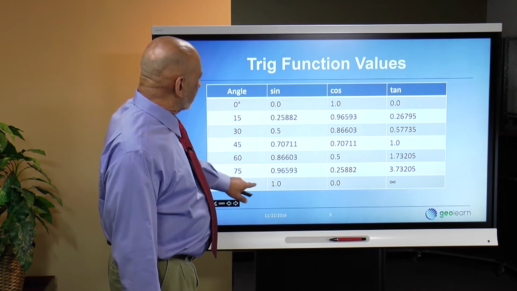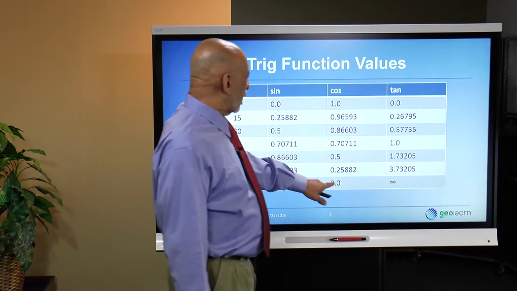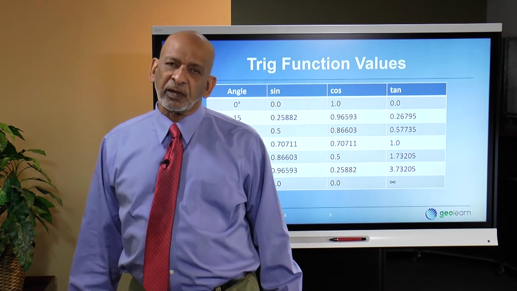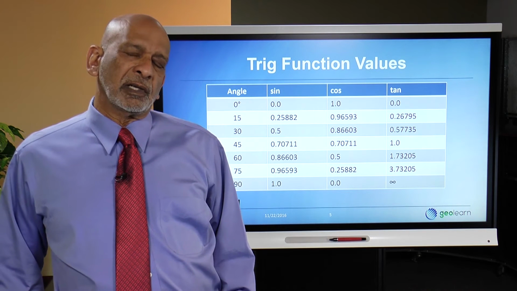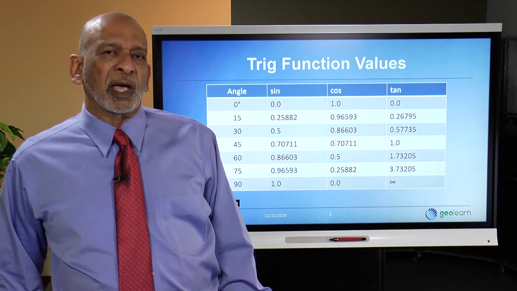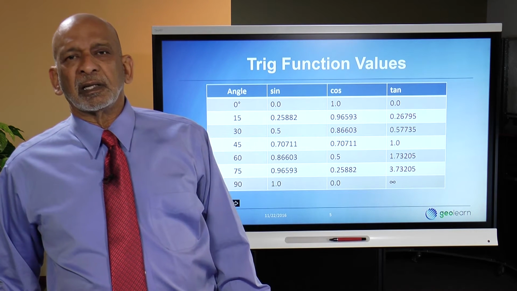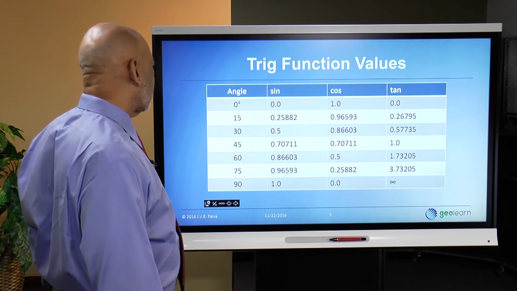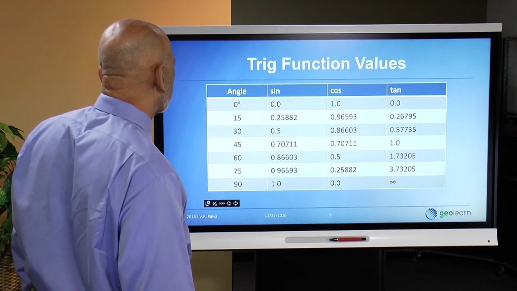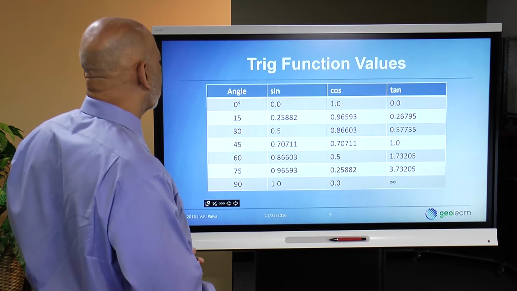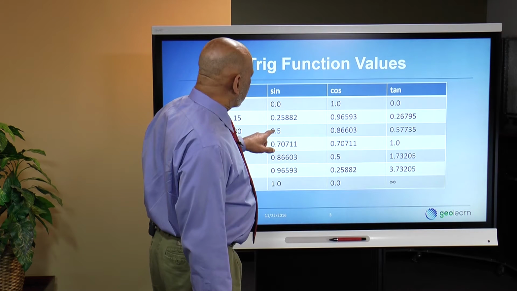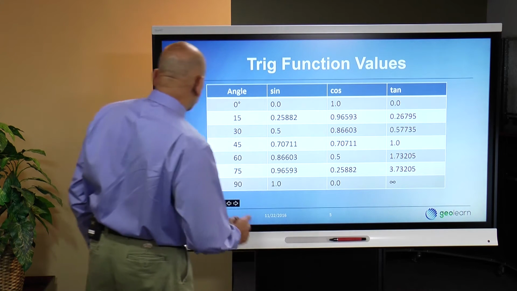At 90 degrees, the sine of 90 is 1, the cosine of 90 is 0, and the tangent at 90 degrees is what we call undefined. I've written here the symbol for infinity, and that's because you have an opposite side that is infinitely long if you have a 90-degree angle. And then I just wanted you to look at these, because there are some interesting things that come out. For example, you should note that at 30 degrees the sine is 0.5. Now remember what the sine is.